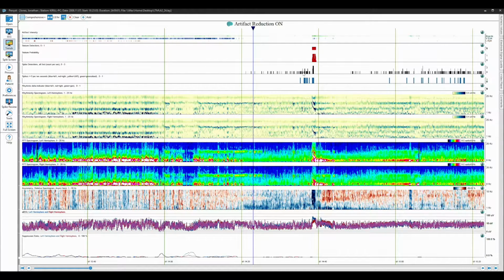These spikes are not artifacts. The spike rate is getting to be greater than 3 per second in some epochs. And the blue indicates that the spikes are maximal on the left. So you're seeing spikes, maximal on the left at increasing rates, and then the patient has a seizure.